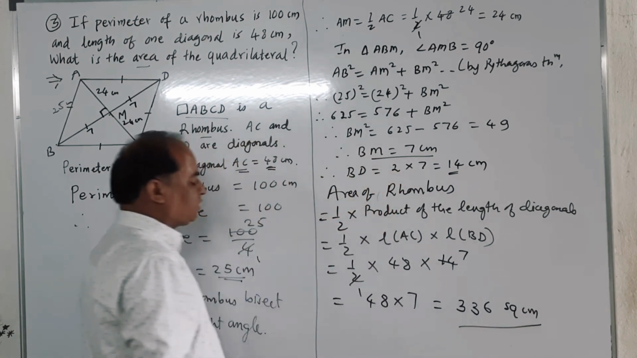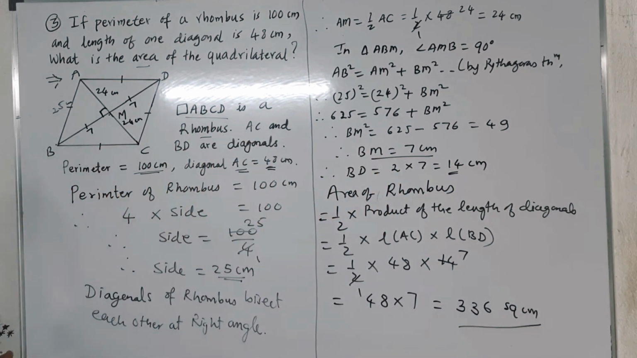336 square centimeter is the area of the required quadrilateral, that is rhombus. Area of rhombus is 336 square centimeter.